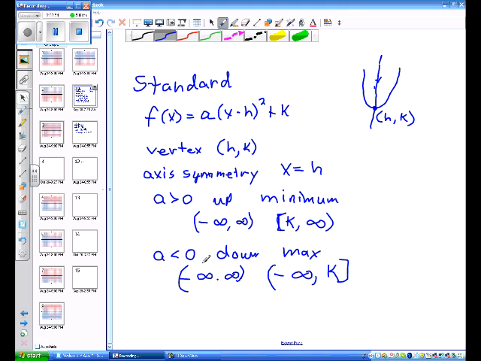If a is negative, you're going to open down, and you'll have a maximum. And so your domain will be negative infinity to positive infinity, but your k value, your y value for your vertex, is your highest point. It's your maximum. So your range is from negative infinity to k.